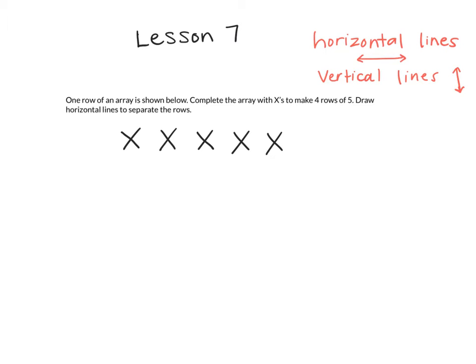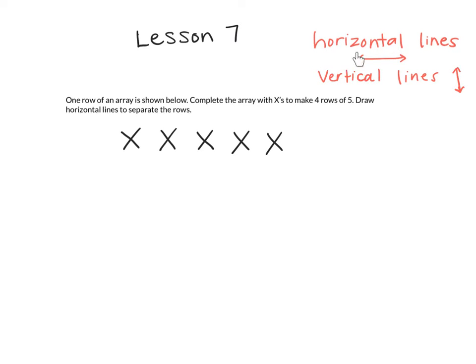Class, so today we're going to work on lesson 7, and today is really about reading directions carefully, because you're going to be creating a lot of arrays and you're going to need to make sure that you understand what you're being asked to create. So there are 2 new vocabulary words that I want to introduce.